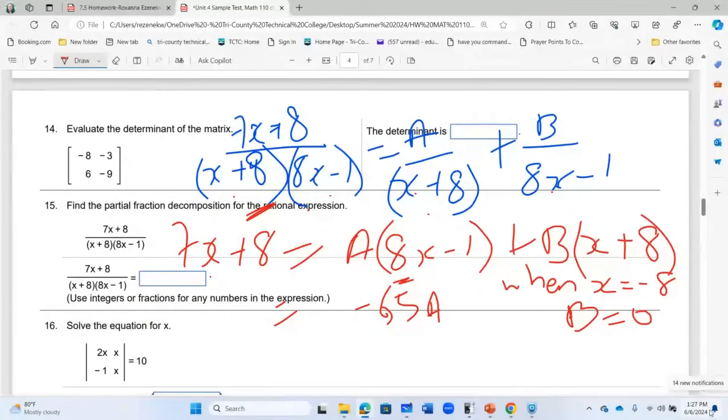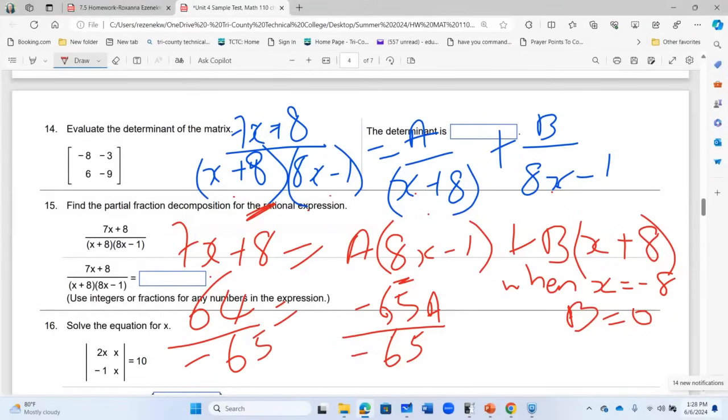Multiply 8, I have 56. 56 plus 8 is 64. And then divide both sides by -65. And so A is equal to -64 over 65.